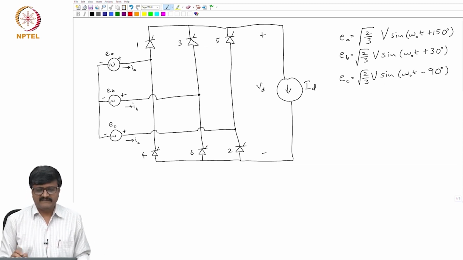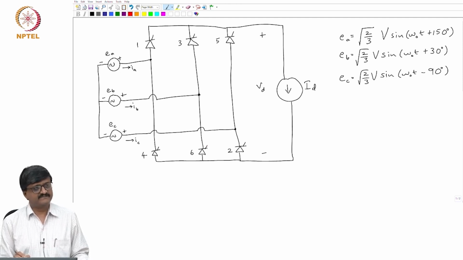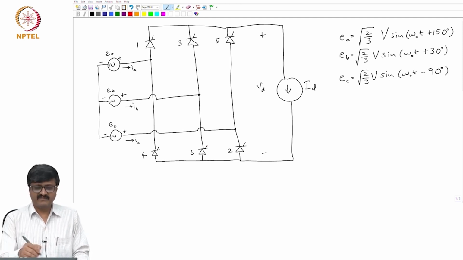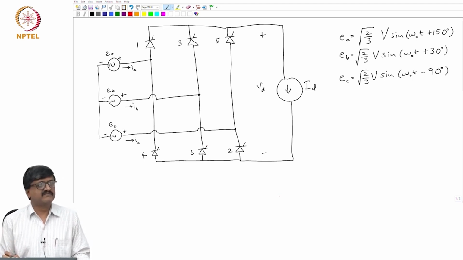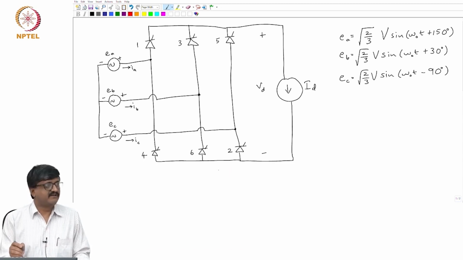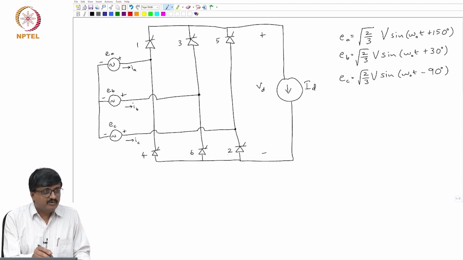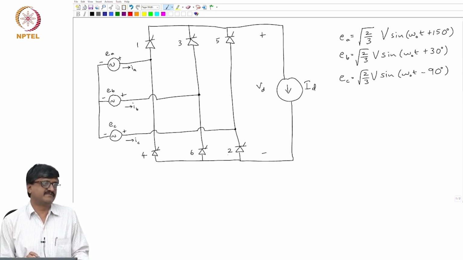Now, what happens when 3 conducts? What is the value of IB? IB is same as ID. See, this ID has to flow somewhere. So, at any instant ID will flow through one of the 3 valves 1, 3, 5 and one of the 3 valves 2, 4, 6. Okay. So, the circuit has to be completed. So, the circuit is completed by one of the valves in the upper commutation group, one of the valves in the lower commutation group, and two of the three phase voltages.